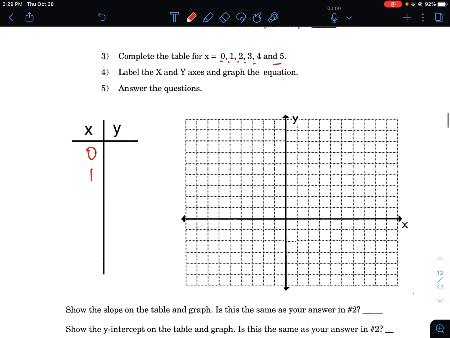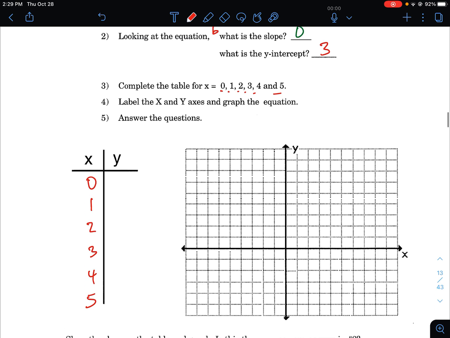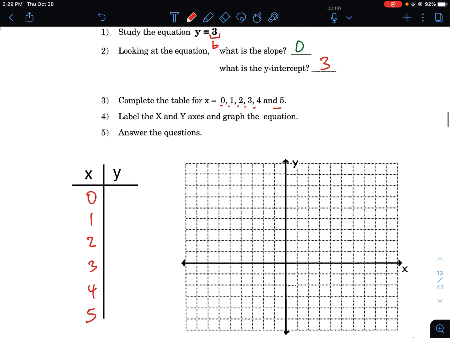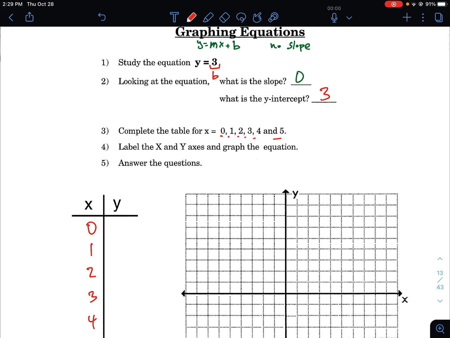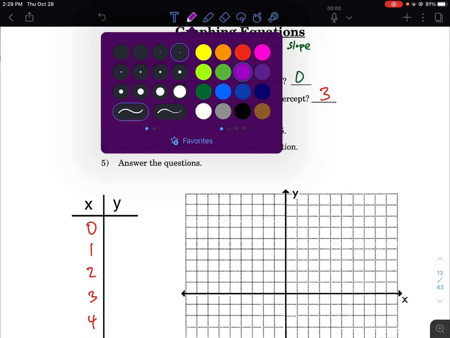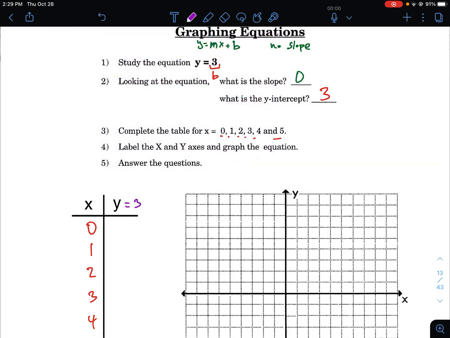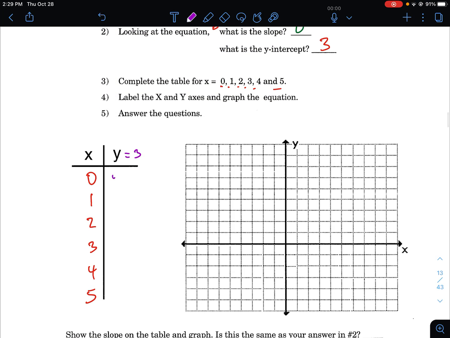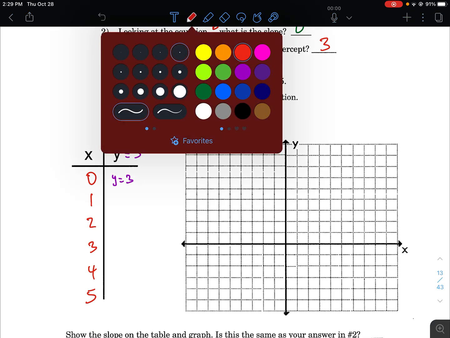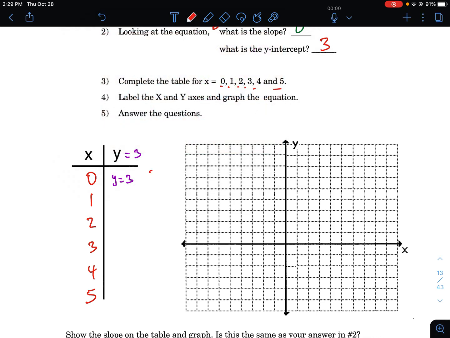0, 1, 2, 3, 4, 5. Okay, when x is 0, what does y equal? Let's draw the equation. I'm actually going to do it in different colors this time. Y equals 3. So let's write the equation. Y equals 3. Do I put the x anywhere? Well, no, because there's no x to put there. So when x is 0, y just equals 3.